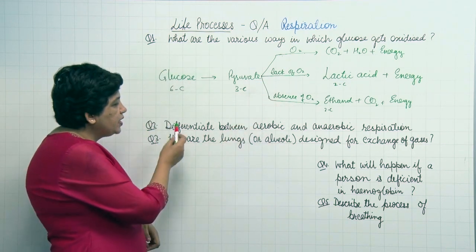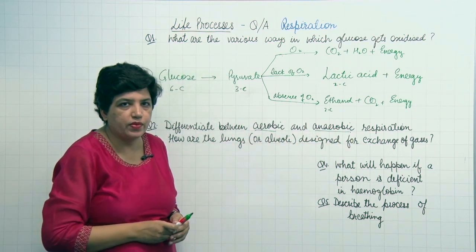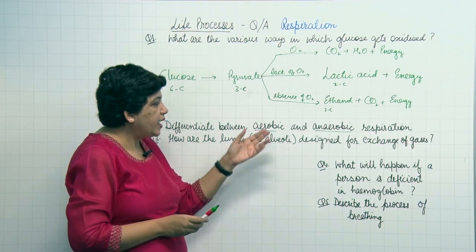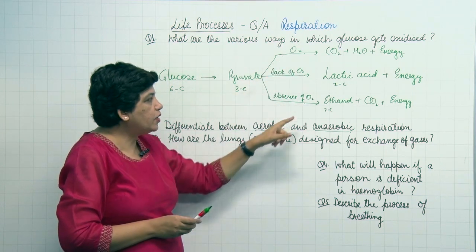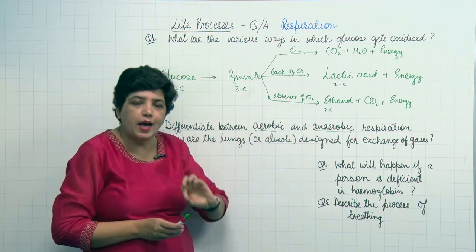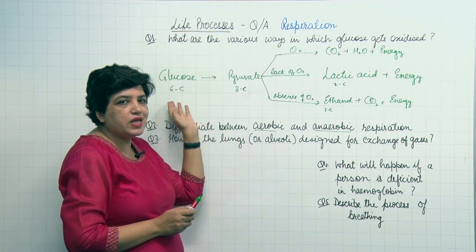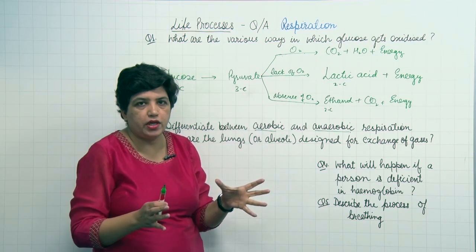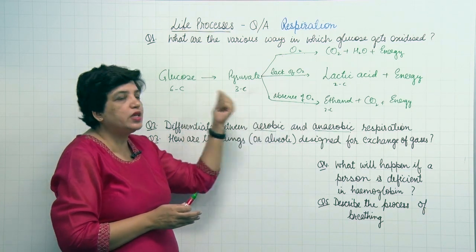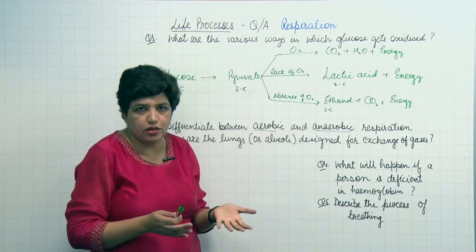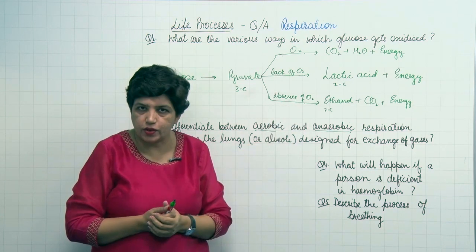Question number 2. Differentiate between aerobic and anaerobic respiration. The first difference is that aerobic respiration takes place in the presence of oxygen, while anaerobic respiration takes place in the absence of oxygen. The second difference is that glucose is completely broken down into carbon dioxide in aerobic respiration, while in anaerobic respiration complete breakdown does not take place. It is broken down into a 2-carbon compound, that is ethanol.